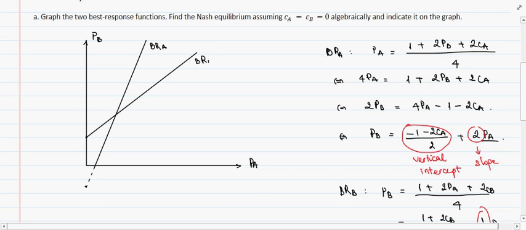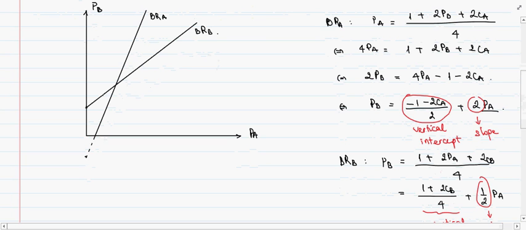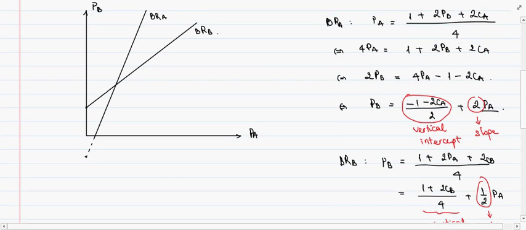Okay, so I got my best response function for firm B, and therefore the intersection over here is going to be the Nash equilibrium, we know that. So the intersection between the two best response functions is going to be the Nash equilibrium.